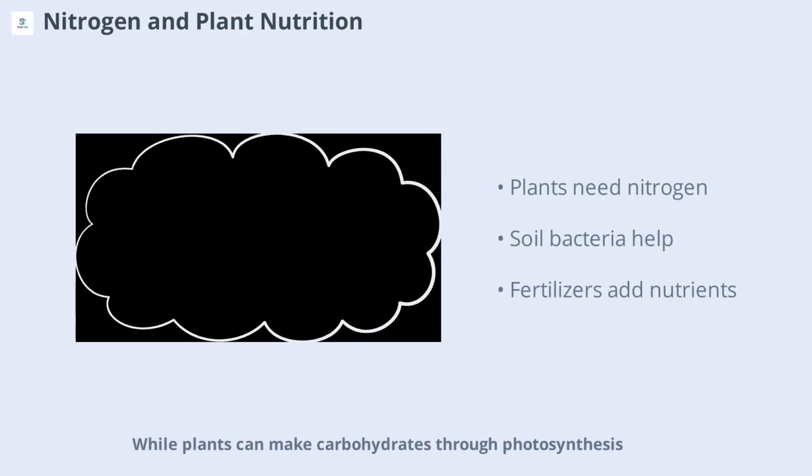Plants can make carbohydrates through photosynthesis. They also need nitrogen to produce proteins and vitamins. Nitrogen is abundant in the air, but plants cannot absorb it directly. Certain bacteria in the soil convert nitrogen gas into a form that plants can use. Farmers often add fertilizers rich in nitrogen to the soil to help plants grow better. This process ensures that plants get all the nutrients they need to build their bodies and stay healthy.